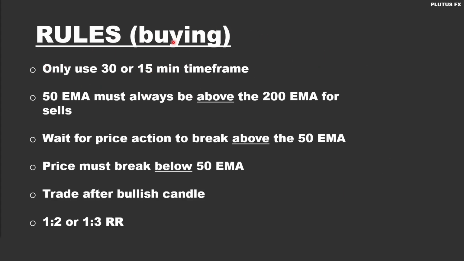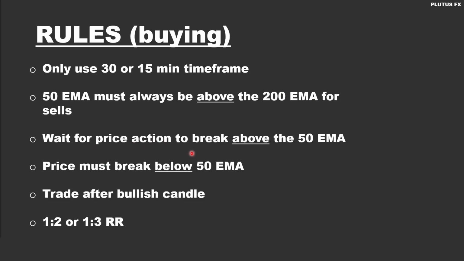Once again, we're going to be using the 30 or 15-minute time frame. I'm going to show you on the 15 again, and we're going to be using the 50 EMA with the 200. So the 50 EMA this time must be above the 200 EMA. This should say buys, not sells. So the 50 EMA must always be above the 200 EMA for buys.